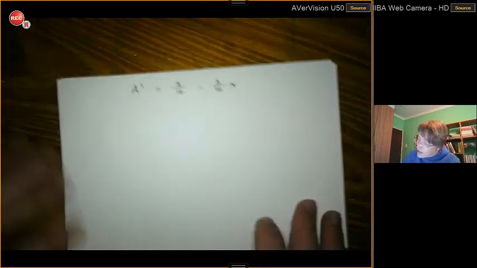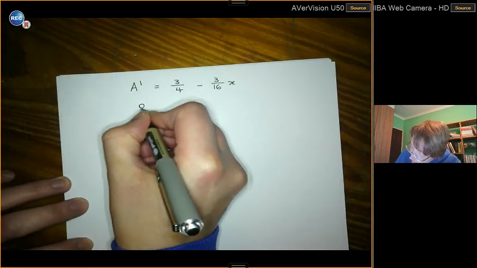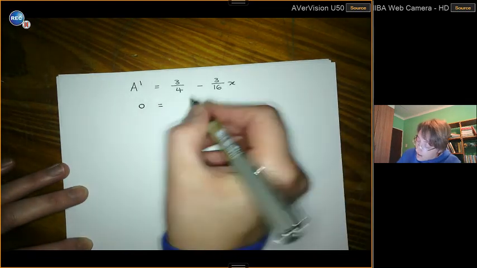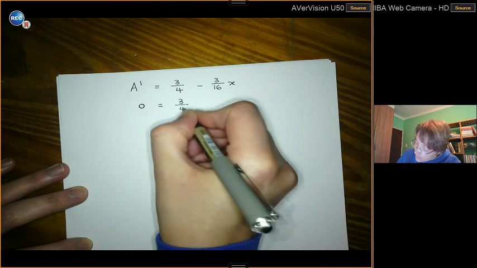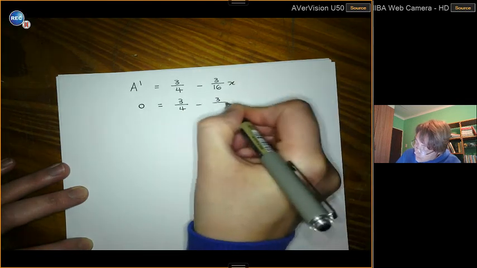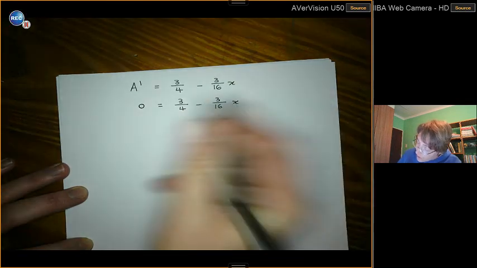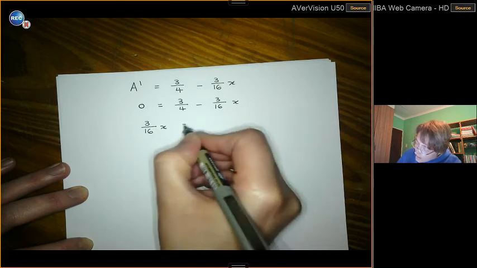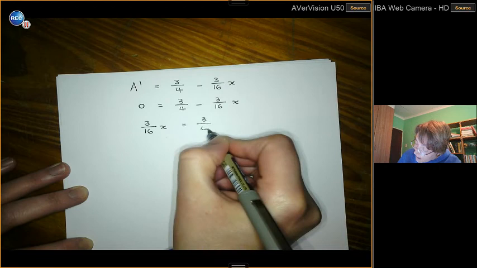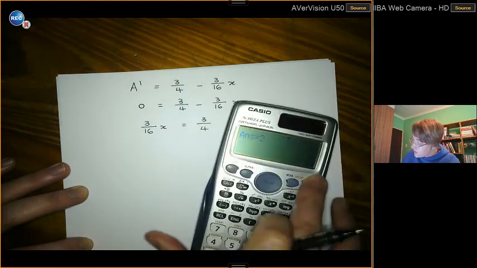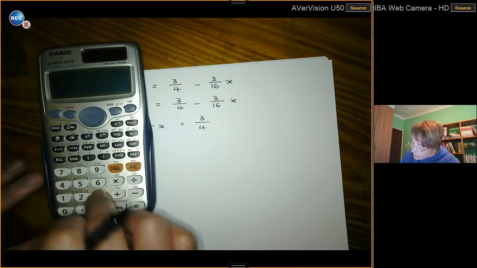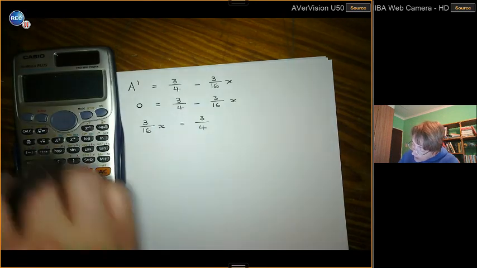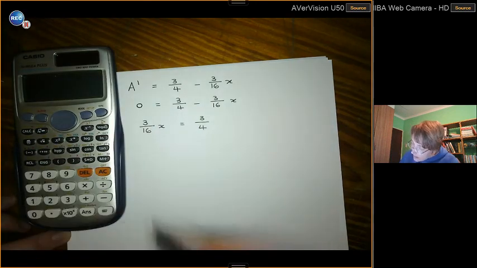And like I said, I have to show that I'm setting it equal to 0, otherwise they're going to penalize me. So we set that first derivative equal to 0. Otherwise you won't have an equation to solve. Then I'm going to say 3 over 16x is equal to 3 over 4, and I'm going to divide both sides by 3 over 16. So I'm going to say 3 over 4 divided by 3 over 16. And that's going to give me 4.